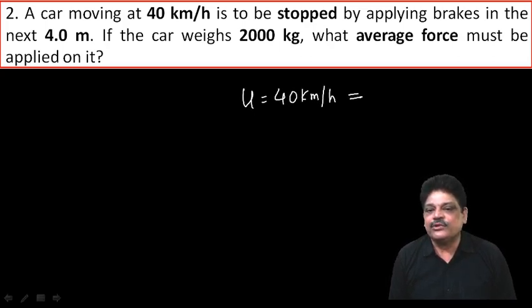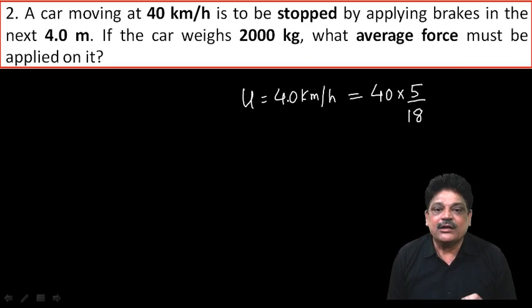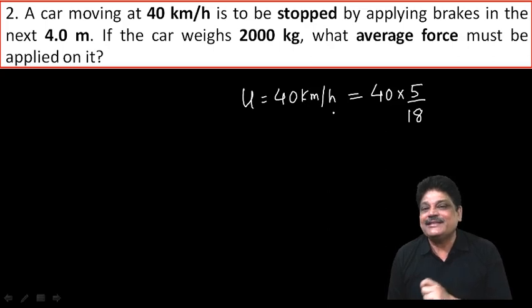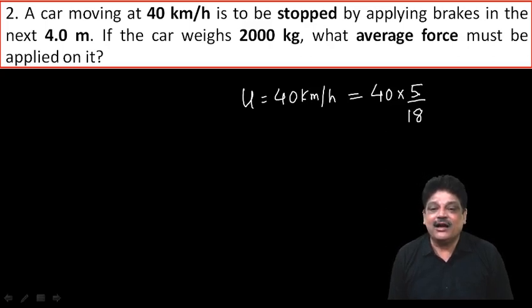Am I right? You have to change it into meter per second. You know how to change: just multiply by a factor of 5 upon 18. You know why this factor is multiplied. Kilometer must be changed into meter, so multiply by 1000, and hours must be in seconds, that means 60 into 60, that is 3600. When you sort them out, you will get a factor of 5 upon 18. Now you multiply, it is 200 upon 18, and you can sort it out again, it is 100 upon 9 meter per second.